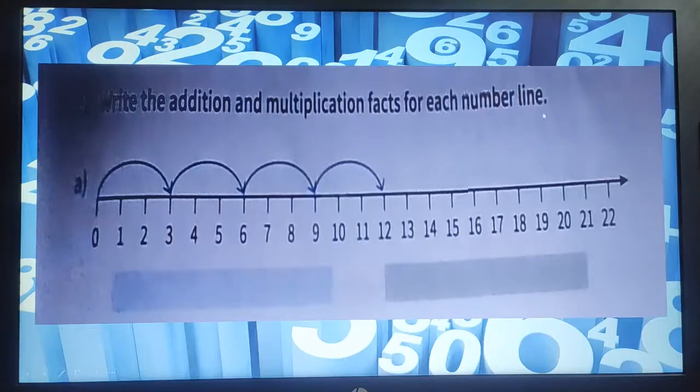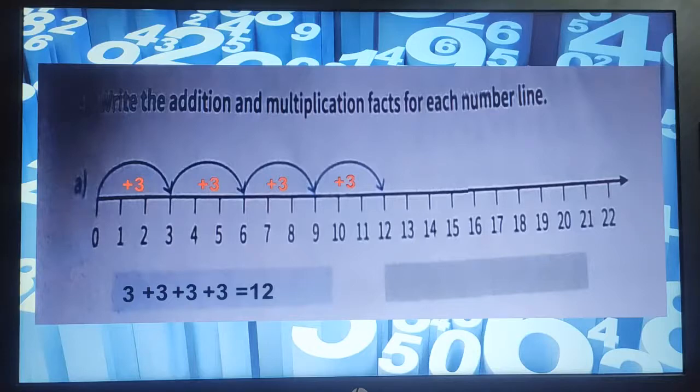Multiplication factor we have to show here. First 0 to 3, plus 3. So we will write 3 here. Then again plus 3, plus 3, plus 3. That is the answer we are getting, that is 12. 4 times we have added 3 here, right?